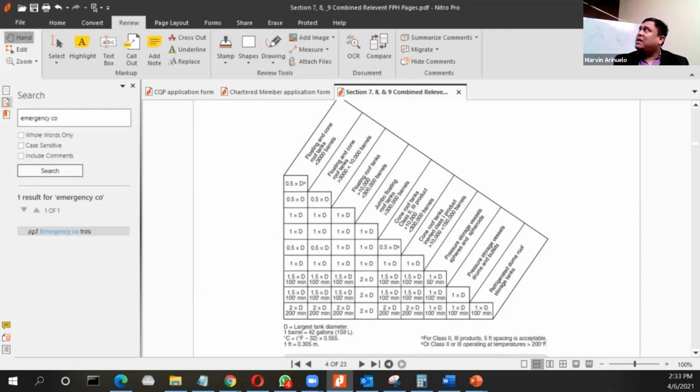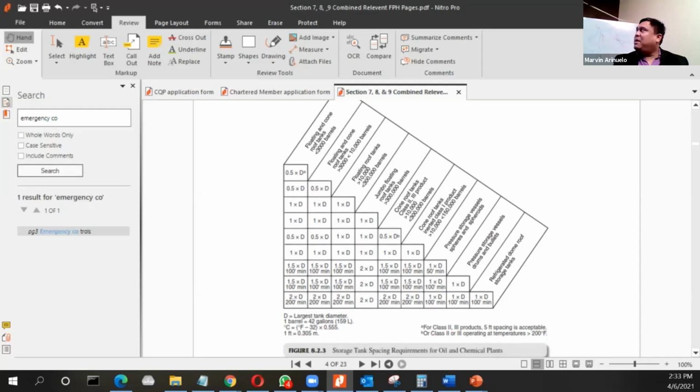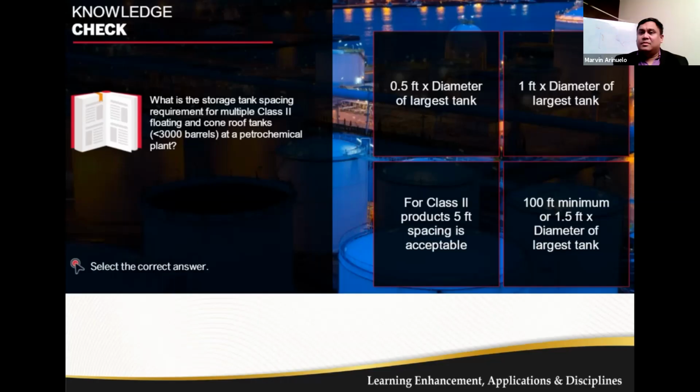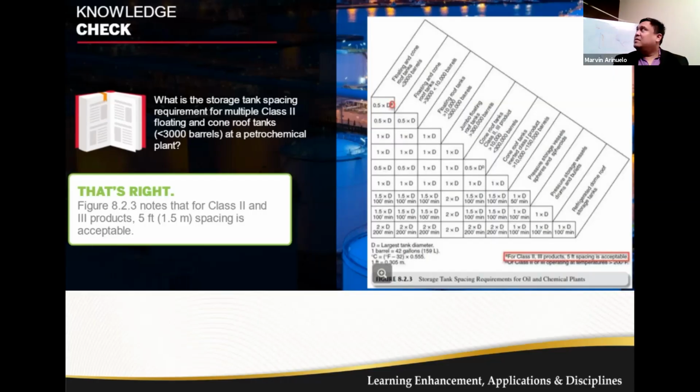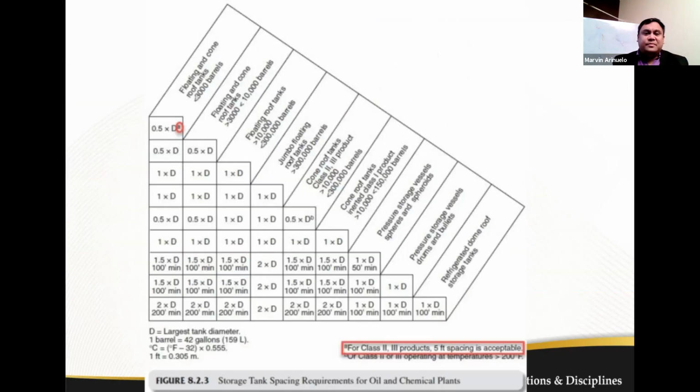Floating and cone roof tanks should be less than 3,000 barrels. So the answer is 0.5 multiplied by D, and A is for class 2, class 3 product. 5 feet spacing is acceptable. Okay. So note that for class 2 and class 3 product, 5 feet or 1.5 meter spacing is acceptable. Okay.